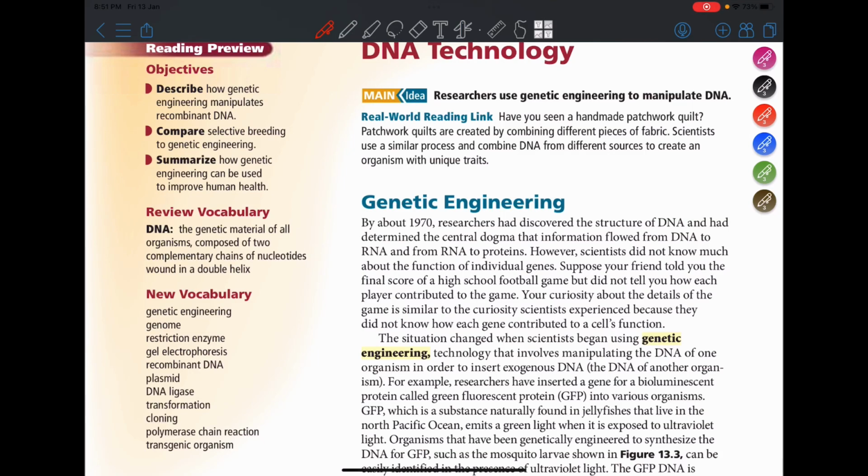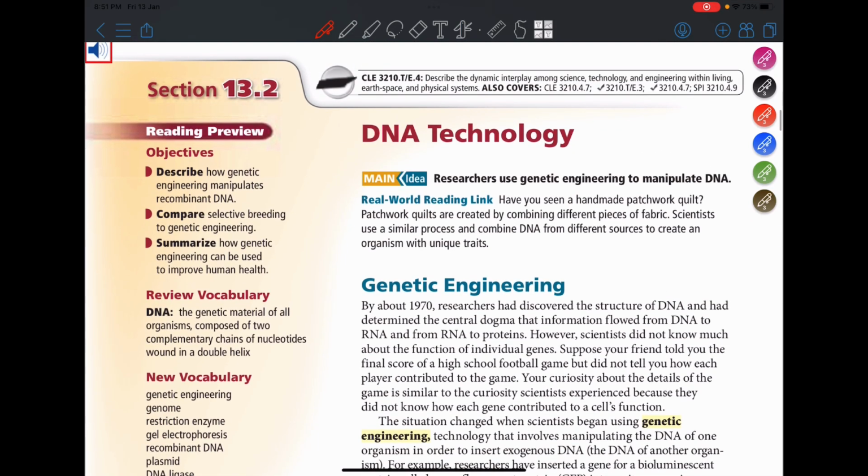Hi everyone, today we're going to be looking at the second lesson, or the second section of this chapter, and that is DNA technology. Now, some vocabulary that we should know before is DNA, and we took this in term 1. We know that DNA is the genetic material of all organisms, and it is composed of two complementary chains of nucleotides wound into a helix.